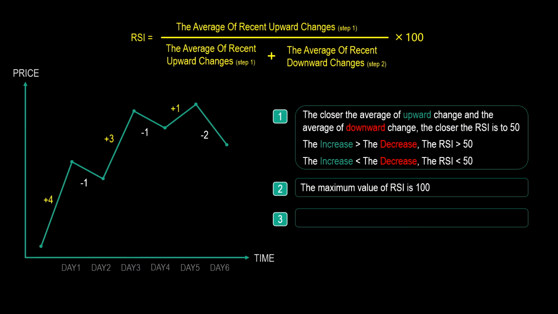2. The maximum value of RSI is 100, which means that during the calculation period, there is no day when the closing price is lower than the previous day's closing price. 3. The minimum value of RSI is 0, which means that there is no day when the closing price is higher than the previous day's closing price during the calculation period.